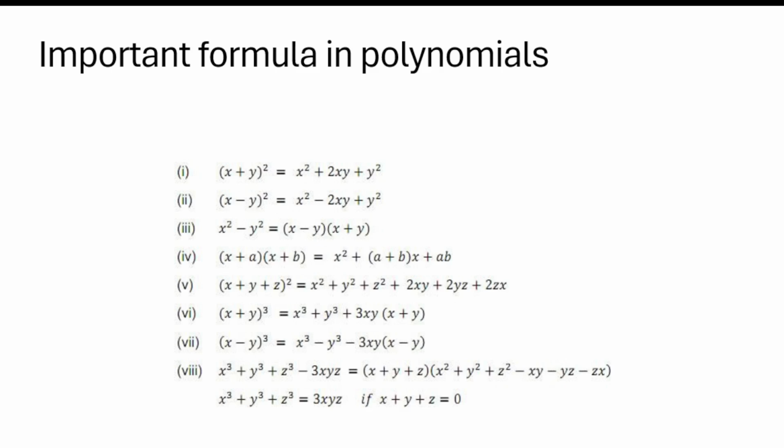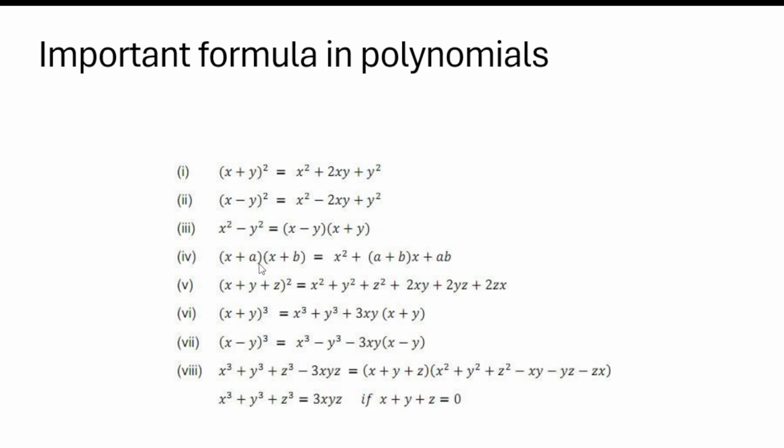So moving on to the next section, which is the important formulas. These are some of the important formulas that you should know. (x plus y) the whole square is x square plus 2xy plus y square, and if it is minus, then you put a minus in the middle term. And x square minus y square is nothing but (x plus y) into (x minus y).